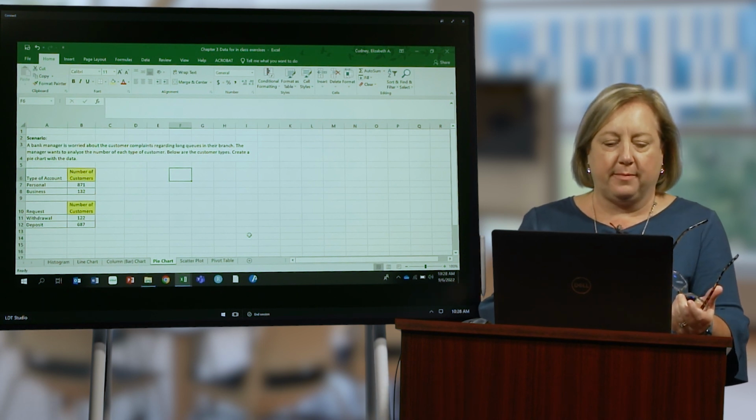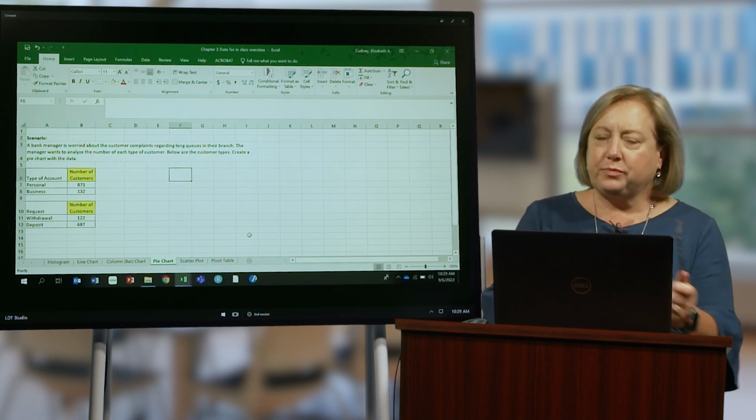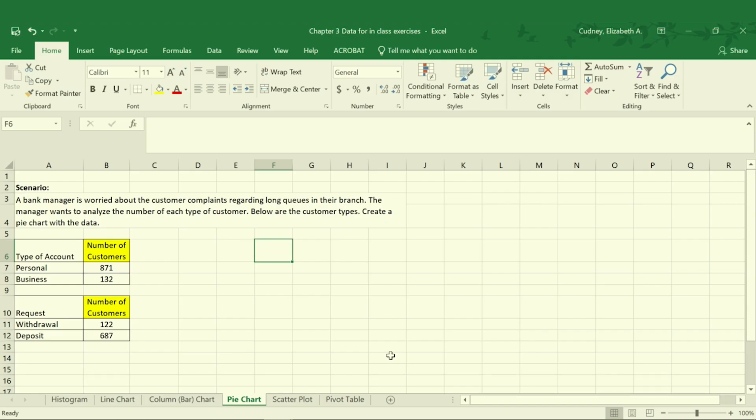collect information on. So let's continue on with the example with the bank manager. So we have information about the different types of complaints with respect to long queue times. But now, perhaps we want to look at our customer base to understand more of what is the breakdown of our customers. So it could be that we want to look at the type of account that they have, whether it's a personal account or a business account, or if they're coming in for a specific type of request, such as a withdrawal or deposit.